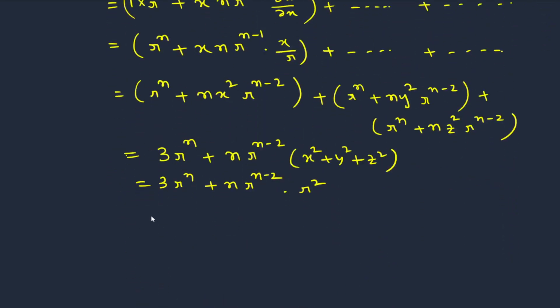So what we have now? 3 r to the power n plus n into again r to the power n. So if we take r to the power n common, it is 3 plus n into r to the power n. So this is the answer.